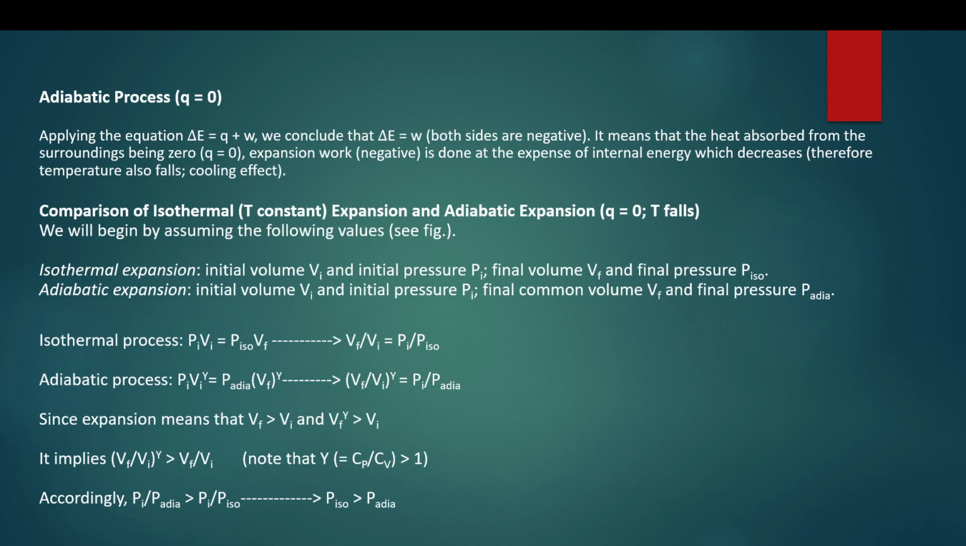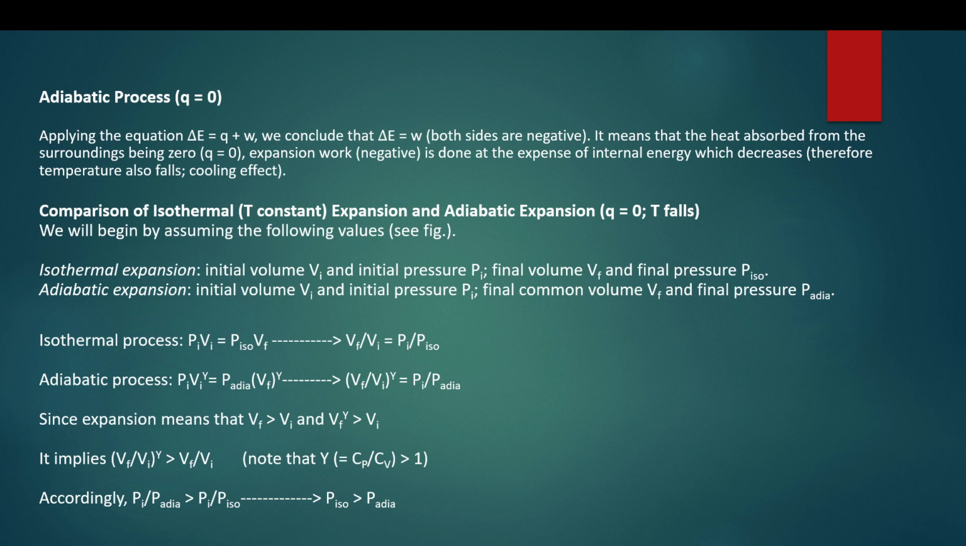Adiabatic process means Q equal to 0. Applying the equation delta E equal to Q plus W, we conclude that delta E equal to W. Both sides are negative. It means that the heat absorbed from the surroundings being 0, expansion work is done at the expense of internal energy, which decreases. Therefore, temperature also falls. Cooling effect.